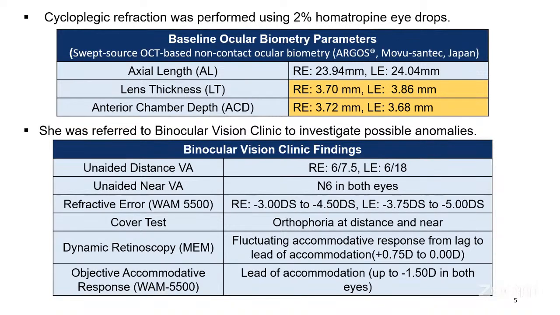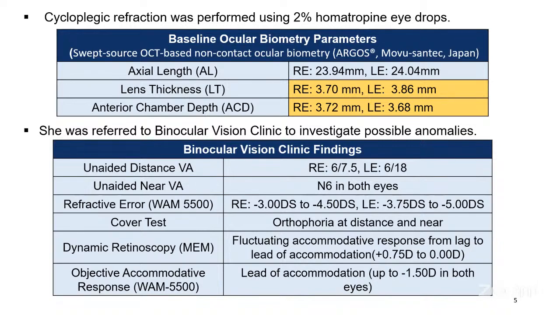Cycloplegic refraction was performed using 2% homatropine eye drops. To establish baseline ocular biometry parameters, axial length measurements: right eye 23.94 mm and left eye 24.04 mm. Lens thickness, right eye 3.70 mm and left eye 3.86 mm, and anterior chamber depth, right eye 3.72 mm and left eye 3.68 mm. Here, there is no significant difference in axial length, as it was within the normal range, but there is an asymmetrical difference between the right eye and left eye in lens thickness.